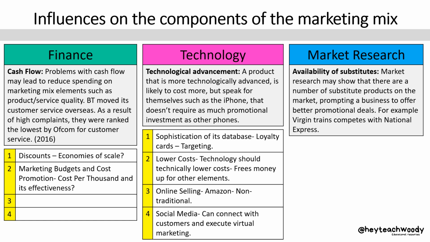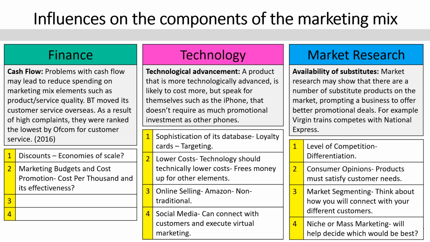Another one that we'll look at is market research. For example, the availability of substitutes. Market research may show that there are a number of substitute products on the market, prompting a business to offer better promotional deals. For example, Virgin Trains competes with National Express, or you can say Tesco competing with Asda. So doing your market research and knowing the availability of substitutes and who is out there as your rival is important for you to target your products.